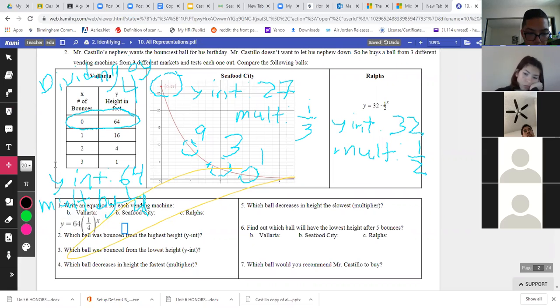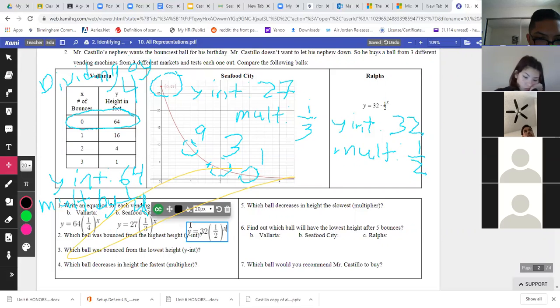Seafood City's equation would be y is equal to 27, and then I put 1/3 inside, and then this is taken to the x power. And then the Ralph's, it would be y is equal to 32, and then 1 divided by 2 to the x. Okay. And then so those are your 3 equations.